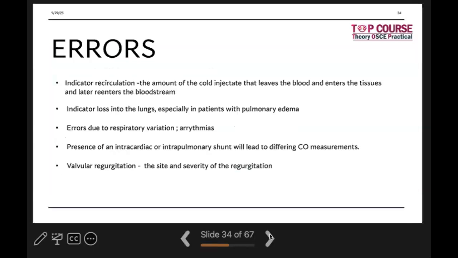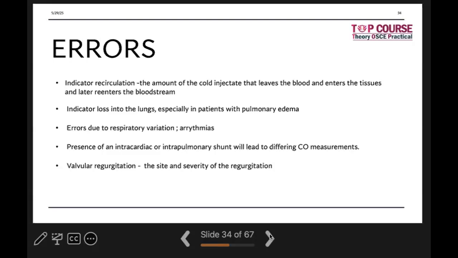So, what are all the errors that could happen with respect to PiCCO and VolumeView? There could be indicator recirculation, meaning some of the cold indicator injected leaves the blood, enters the tissues, and again enters the bloodstream. How much it is going to enter, we can't predict. It depends on how active the tissue perfusion is. So that indicator recirculation can happen.